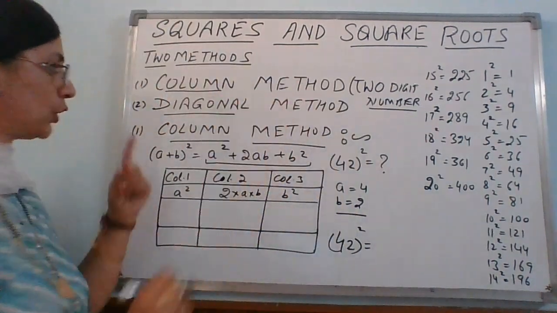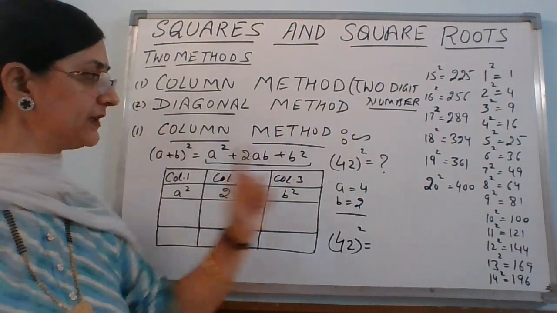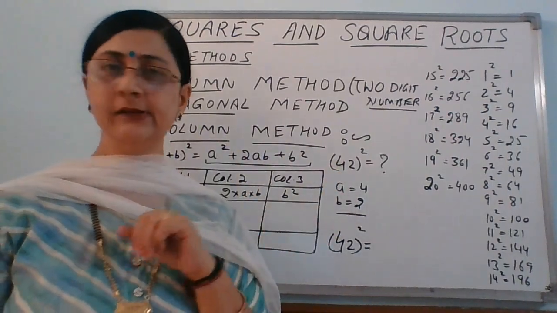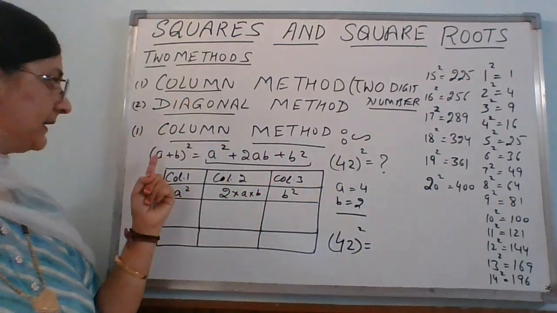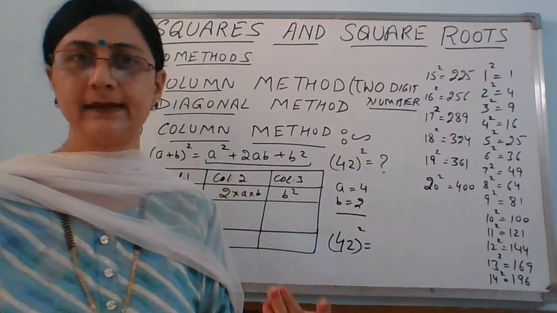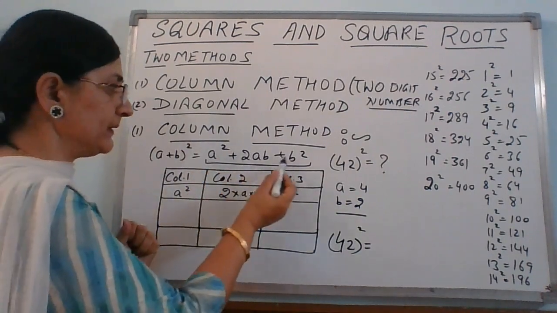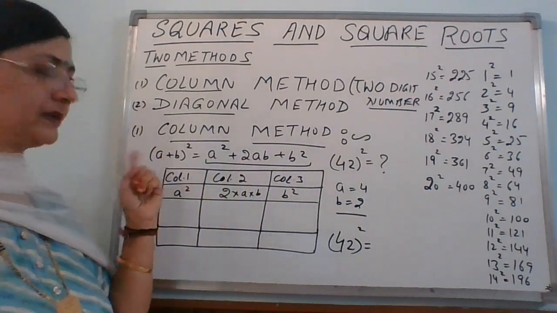I'm going to explain the column method, which is used for 2-digit numbers. Suppose I have taken an example, 42 square. We know the formula of (a plus b) whole square equals a square plus 2ab plus b square. That is an identity, a formula. So we need this right part: a square, 2ab and b square. We are not solving the left part.